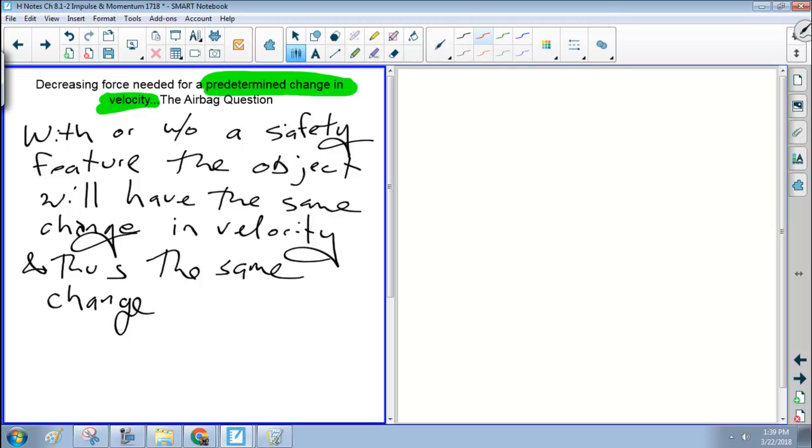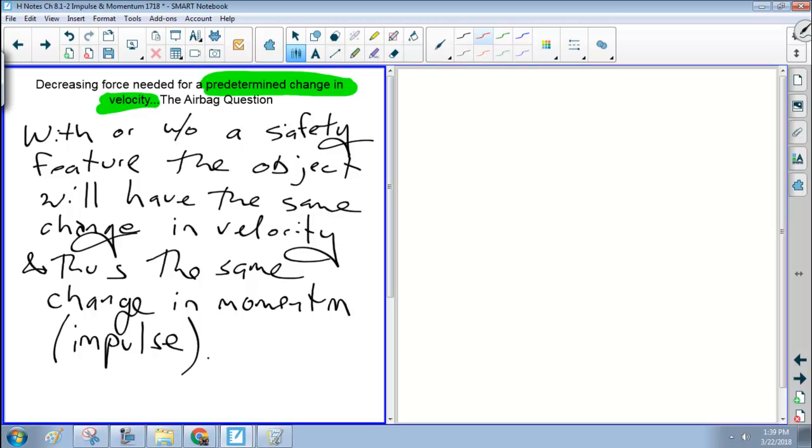What's another way of saying change in momentum, you guys? Very good. Impulse. You need to equate those two things. Change in momentum is the same thing as impulse. All right, so that is one sentence. With or without a safety feature, the object will have the same change in velocity and therefore the same change in momentum, or the same impulse. We are halfway there. Pretty good?